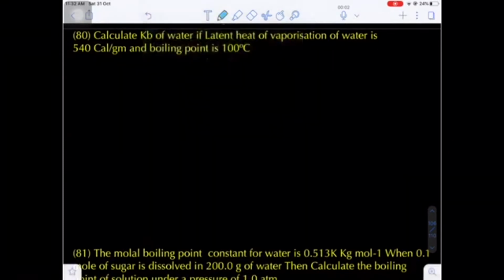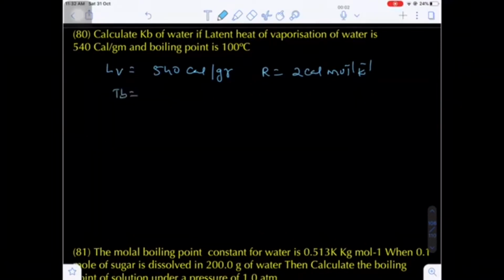Okay, so there are some numericals. Question number 80. The latent heat of vaporization of water is given as 540 calorie per gram and the boiling point is 100 degrees Celsius. Find the Kb value for water. What is the R value in terms of calories? 2 calorie per mole per Kelvin. And what is the boiling point of solvent water? 100 degrees, nothing but 373 Kelvin.